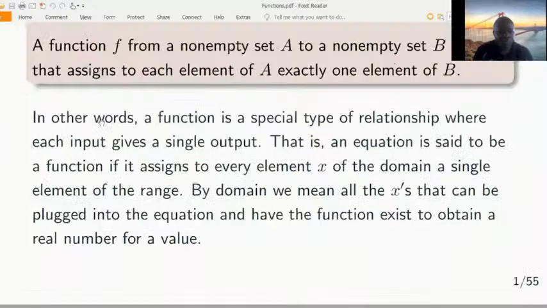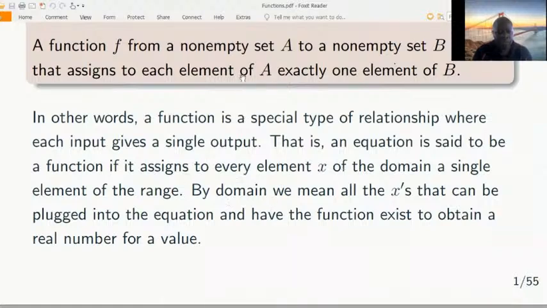In other words, a function is a special type of relationship where each input, which I've referred to as object there, gives a single output, or the image. So each input must give a single output. We should not have cases where one input gives two outputs. If one input gives two outputs, then that is not a function. And where we have other objects not assigned to images, then again that will not be a function.